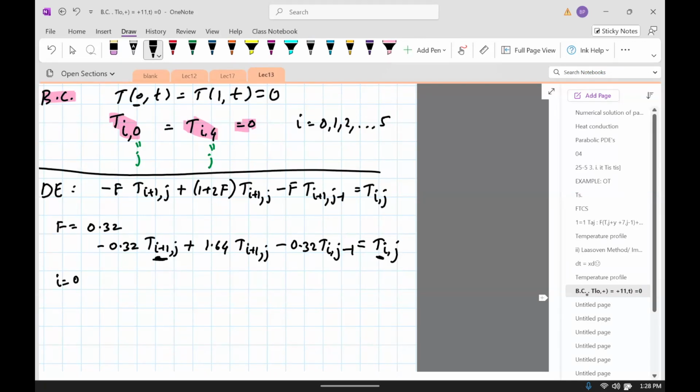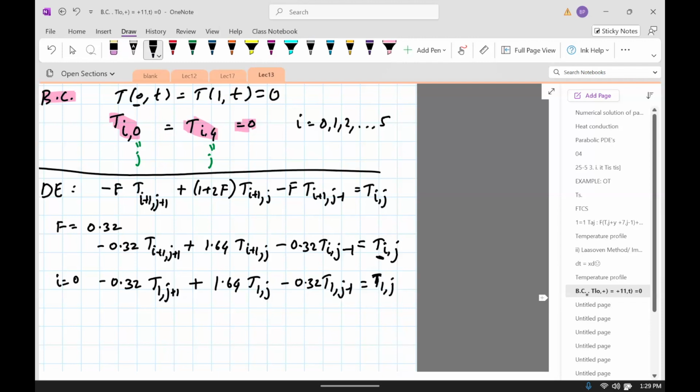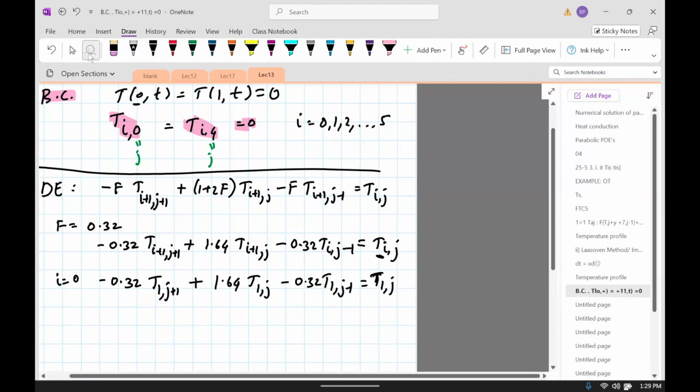So i equals 0. Write it down as minus 0.32 T(1, j+1) plus 1.64 T(1, j) minus 0.32 T(1, j-1) equals T(0, j). I made an error here; this should be i plus 1, j plus 1. So this is true for all j's.